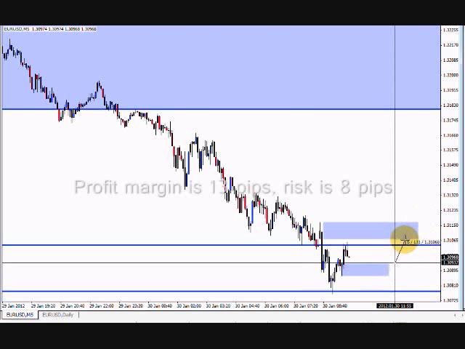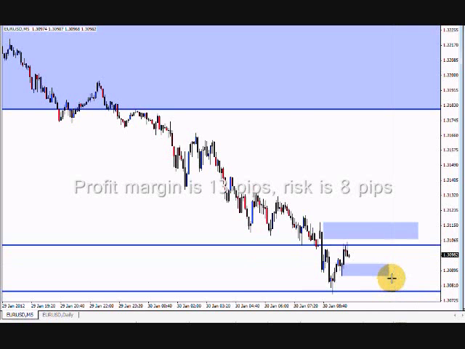I won't take a trade if my profit margin is less than my risk, and ideally profit margin is going to be several times my risk.